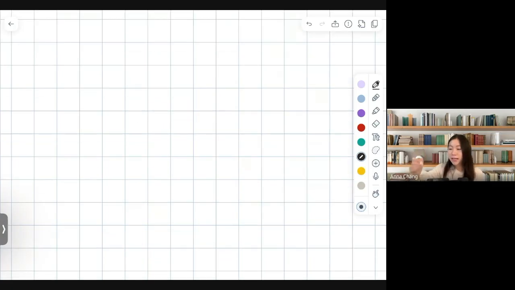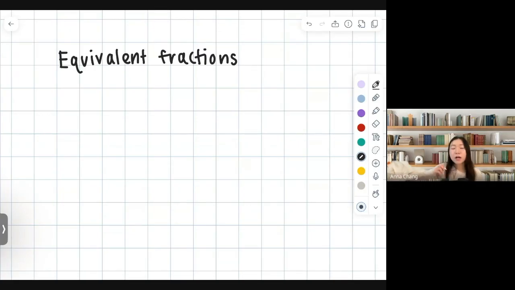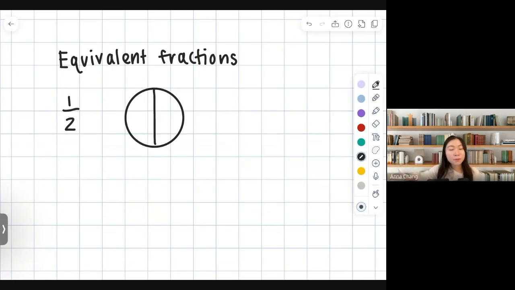Let's go ahead and take a second to talk about equivalent fractions. Equivalent fractions are different fractions that represent the same value. So for example, let's draw 1/2. Remember, the bottom number tells me how many parts I need in my whole. In this case, I need my whole in 2 parts. The top number tells me how many pieces of this whole I am representing. So it would be one of these pieces.